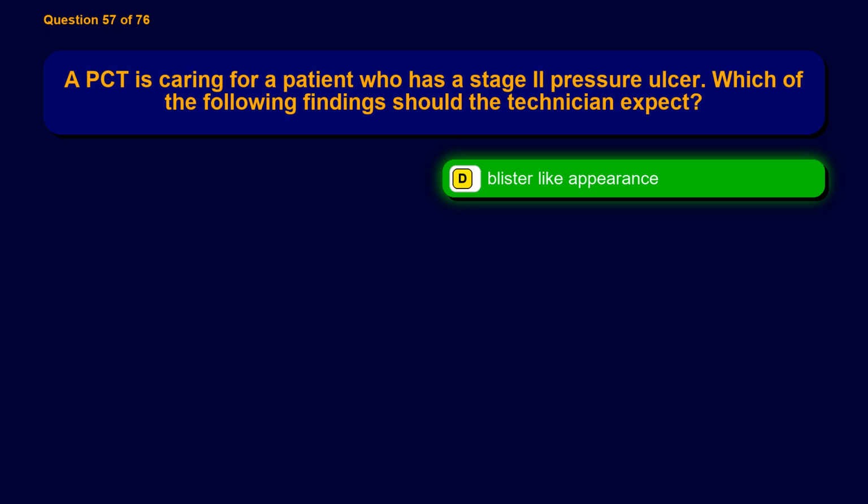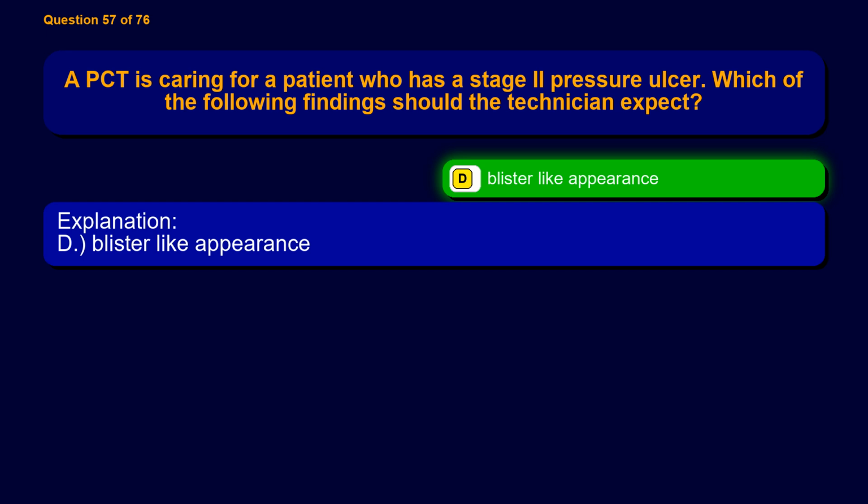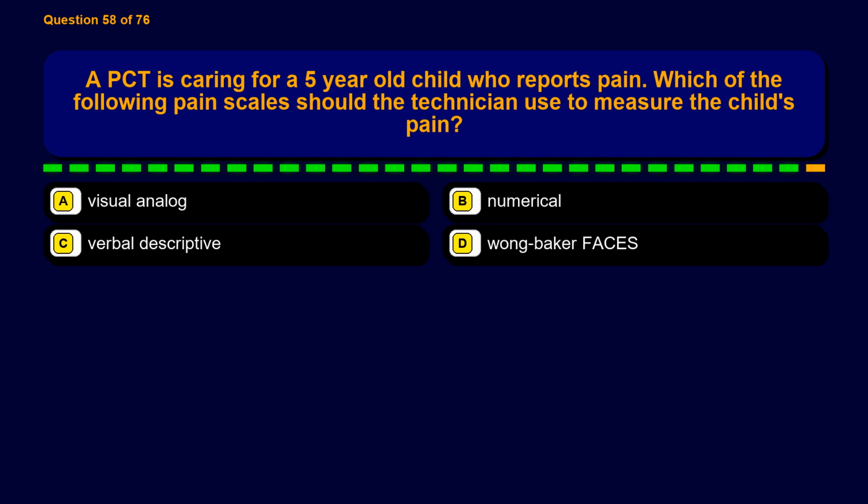The correct answer is option D, blister-like appearance. Question 58. A PCT is caring for a 5-year-old child who reports pain. Which of the following pain scales should the technician use to measure the child's pain? Option A, visual analog. Option B, numerical. Option C, verbal descriptive. Option D, Wong-Baker faces.